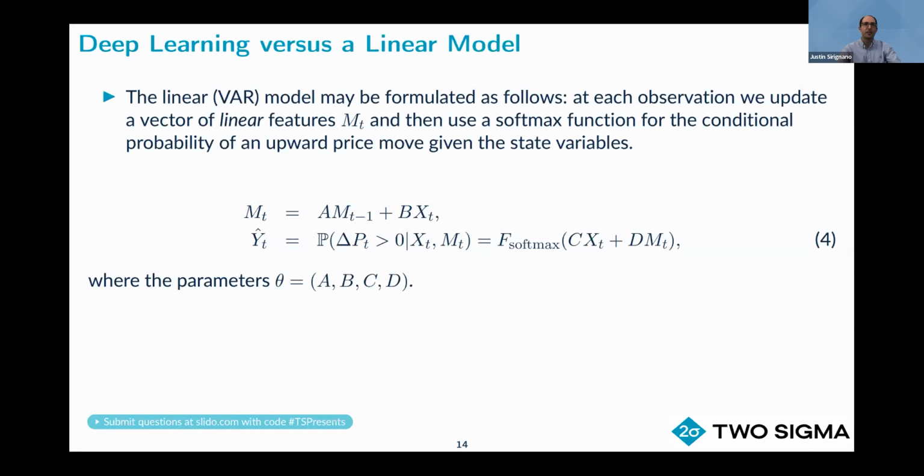X_t is the order book data at time t, and the vector M_t is a linear representation of the previous order book data in the sequence. This actually can be considered a linear recurrent network. Recurrent neural networks are very similar, except the vector M_t will be a nonlinear representation of the previous data in the sequence. In deep learning, we often call this variable M_t the memory state.